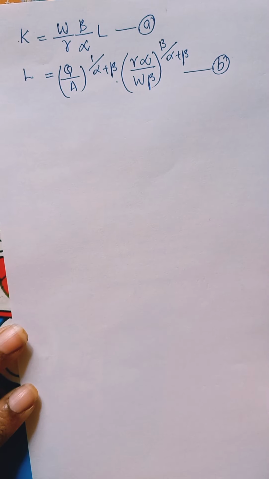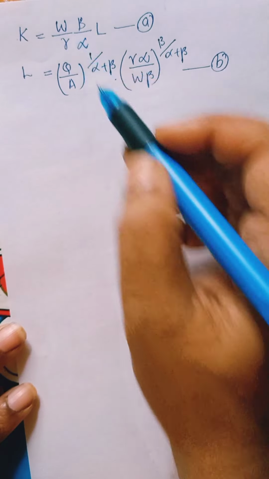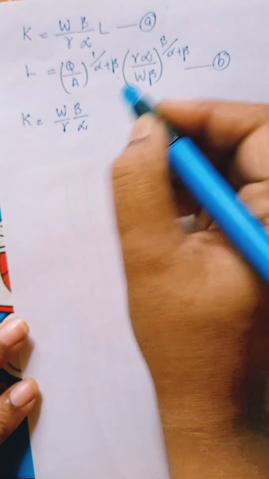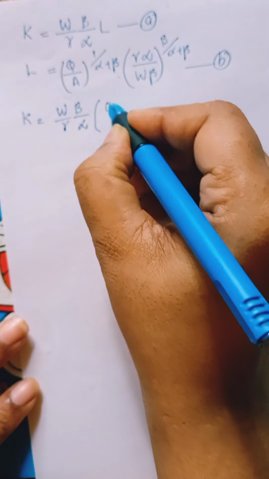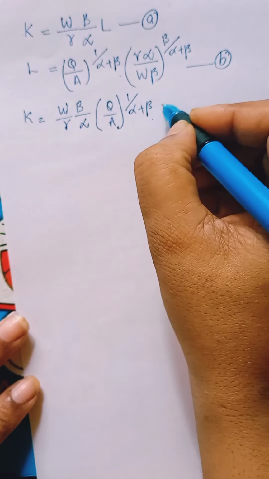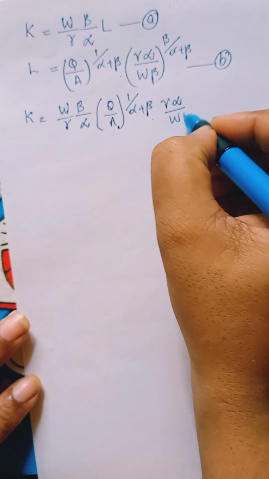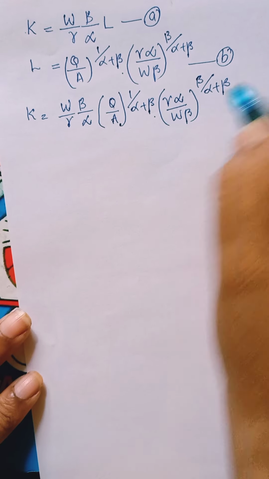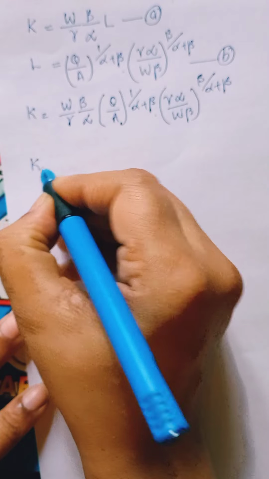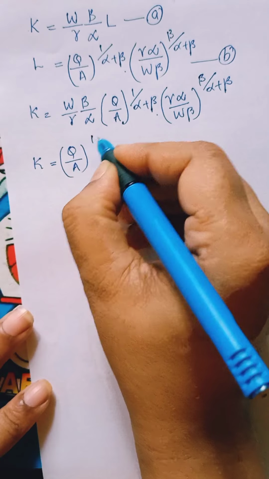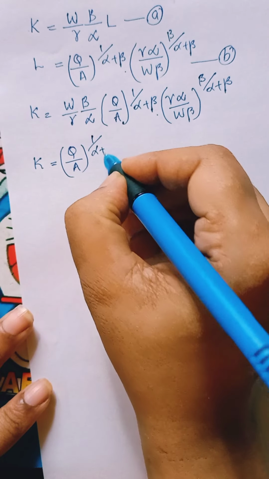Okay, now we are going to substitute this L into K. That is, K is equal to (W by R) (beta by alpha). Instead of L, we will substitute (Q by A) whole raised to 1 by alpha plus beta into (R alpha by W beta) whole raised to beta by alpha plus beta. Then rearrange it as (Q by A) whole raised to 1 by alpha plus beta.